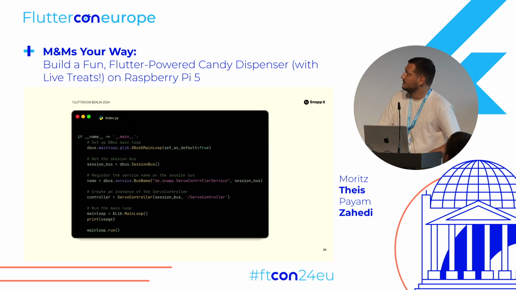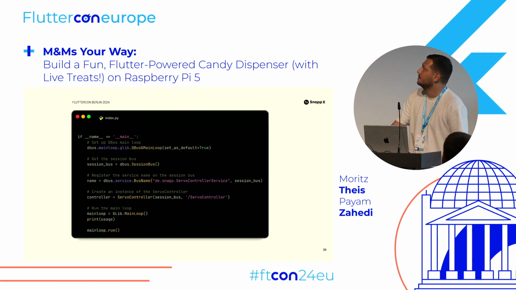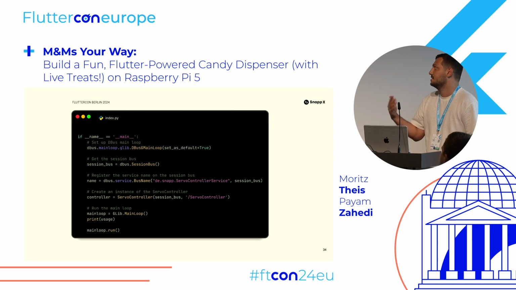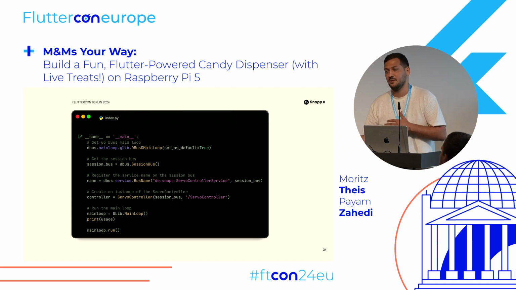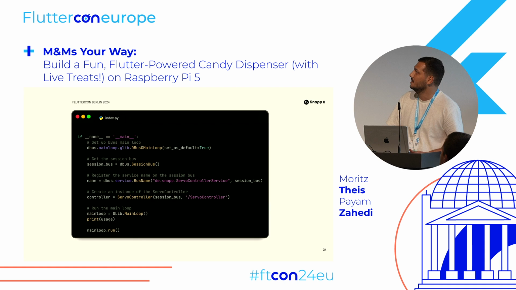This is the Python service that we have, and the first part is the main function that we have for our service. So in the first line, we are just getting the main loop, and in the second line, we decided to use the session bus. So we are getting the session bus in here. We are defining and adding our service name to the session bus and creating our servo controller, that is our object. And at the end, we just run the main loop to listen for any client that we have.